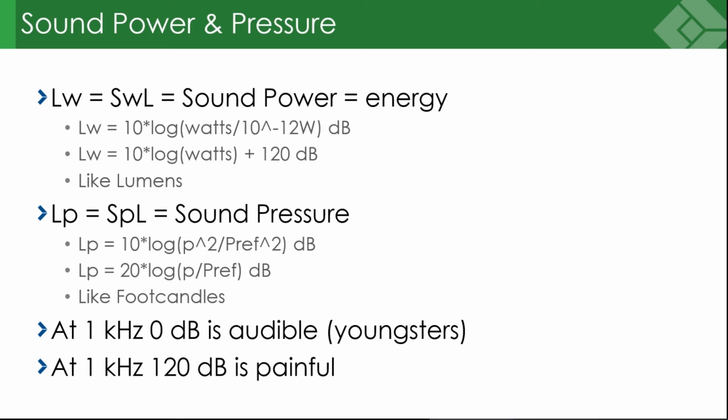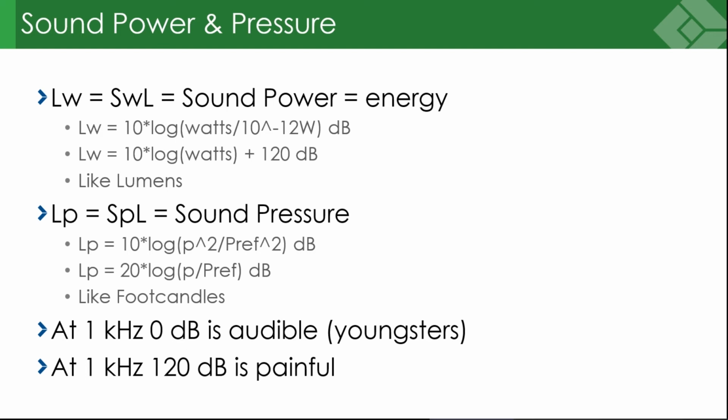And if you're a lighting person, it's a lot like lumens, the total amount of light coming out of your light fixture. Whereas sound pressure, which is often abbreviated LP or SPL, is the amount of pressure that's hitting your ear when you're listening to a sound. And that's, if you're a lighting person, like foot candles. And they're very different. And we often get information from manufacturers that doesn't say which one it is.